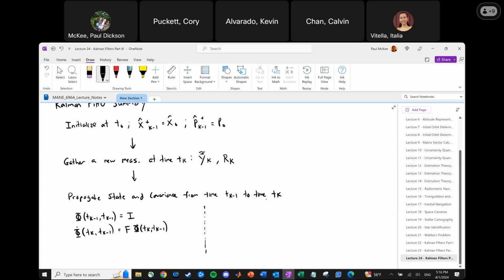Then our state propagation is going to look like this: x hat minus k. The minus means it has not been updated by a measurement yet. The k means at the current time. Well, that is phi from tk minus 1 to tk multiplied by the old state. So this is k minus 1 plus. So you could think of the plus as after folding in the last measurement, but a little while ago. So it needs to be updated. So the plus turns into a minus, the k minus 1 turns into a k, because now the state has been propagated, but it has not been updated.